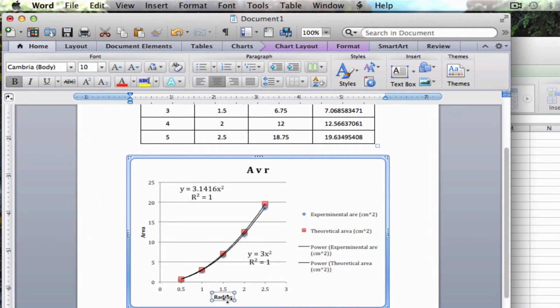And I also noticed now that I'm in here that I didn't put units for my radius and I didn't put units for area, and I know I would lose points for that. So I'm going to put in my units here, and I'm going to put in units here for area, which should be centimeters squared.